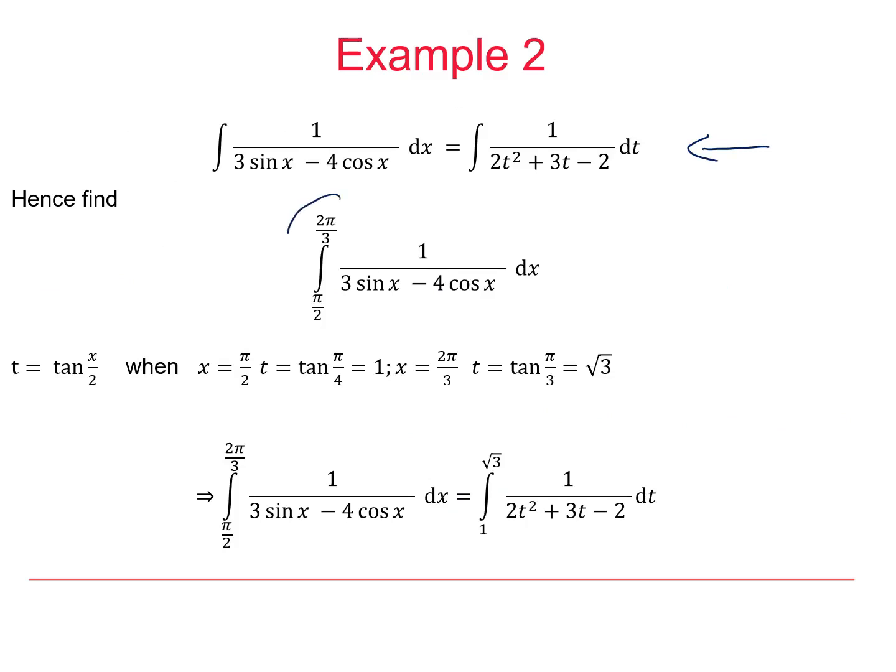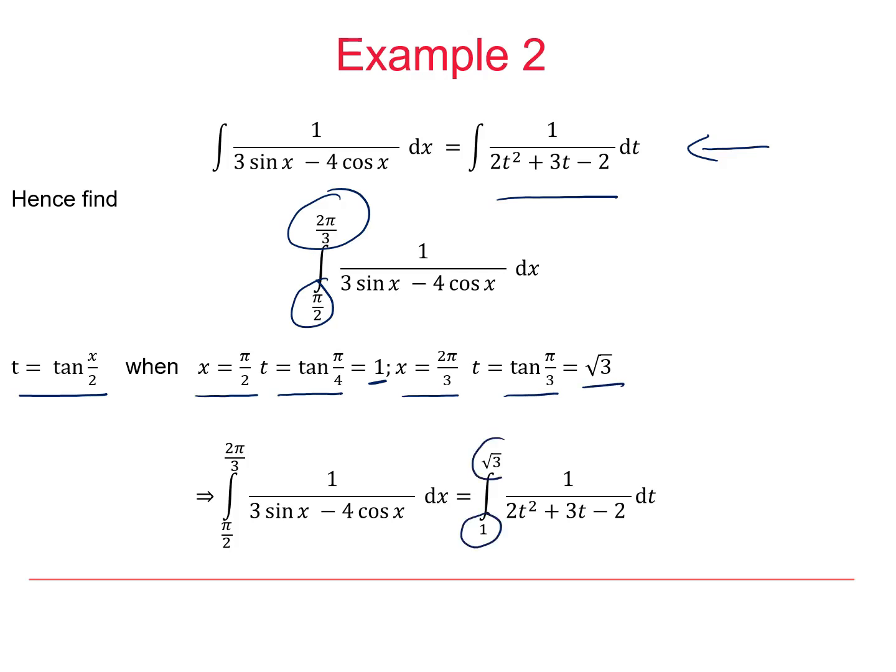Now what we've got is a definite integral here. So to be able to work with a transformation of the integral, we need to change the limits as well. We know that our substitution is t equal to tan x over 2. So the lower limit is when x equals pi over 2, so t equals tan of pi over 4, and that's just 1. So we get 1 as our lower limit. And then when x equals 2 pi over 3, that gives us tan of pi over 3, which is root 3, and that gives us the upper limit of our integral.